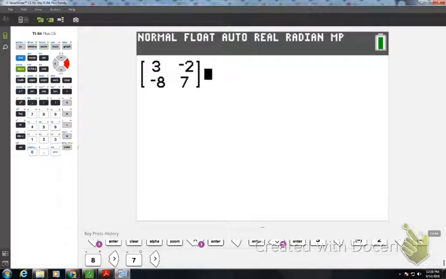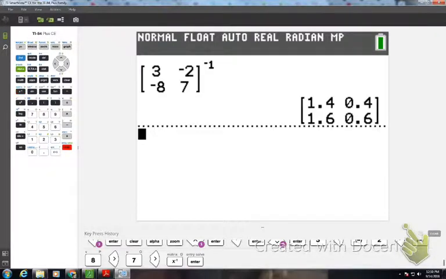All right, so now to get the inverse of that matrix, we're going to press the inverse button right here. Press the inverse button, and remember the power of -1 means the inverse. So we just hit enter, and we have all the values, the elements of that inverse matrix.